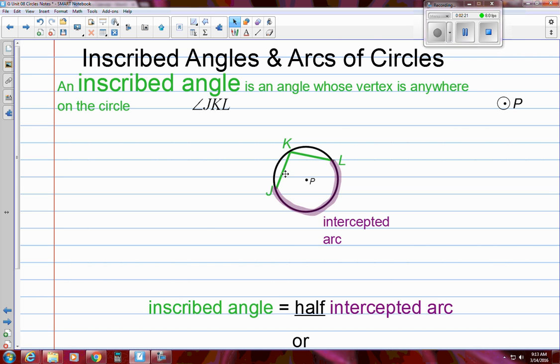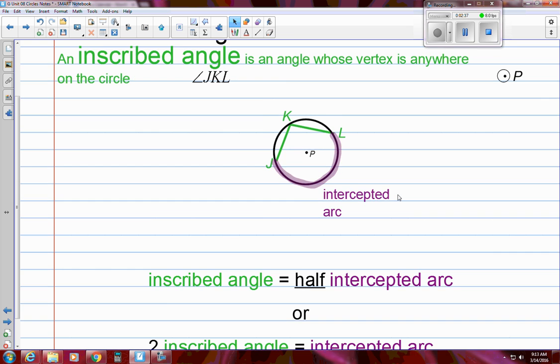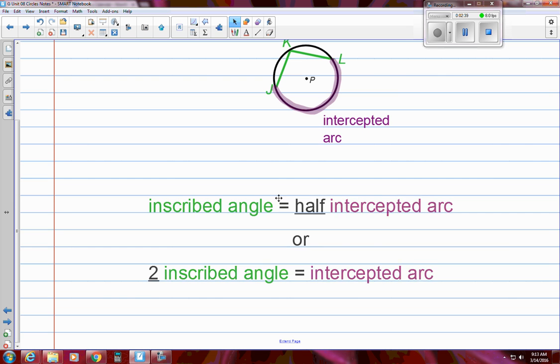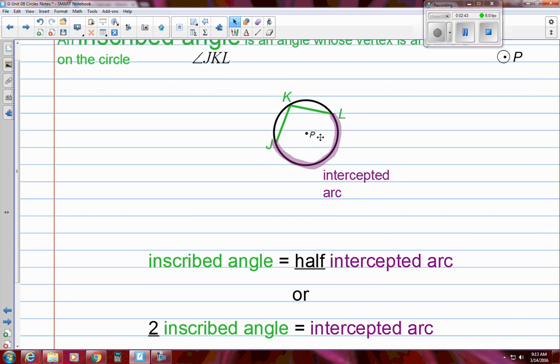So please come in with any questions. Remember how to label circles, how to name circles. Remember that an inscribed angle has a vertex on the circle as opposed to a central angle where the vertex is on the center of the circle. And then its relationship with the intercepted arcs that they create.